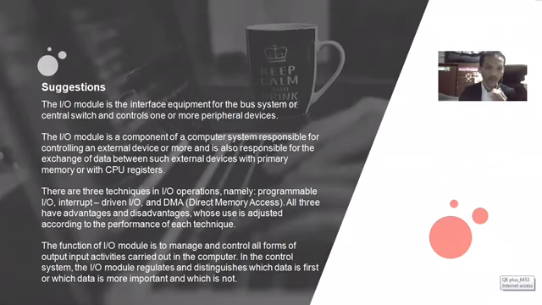The function of the I/O module is to manage and control all forms of input-output activities carried out in the computer. In the control system, the I/O module regulates and distinguishes which data comes first, which data is more important, and which is not.